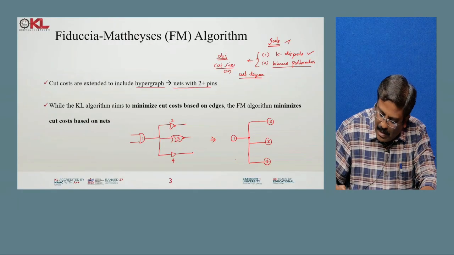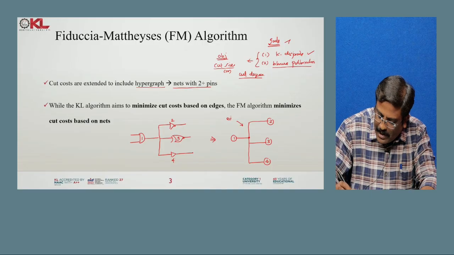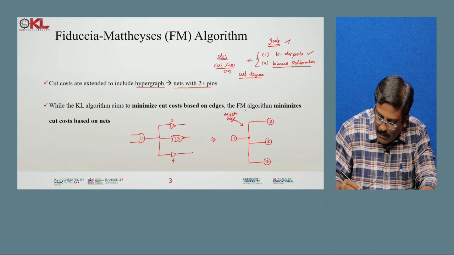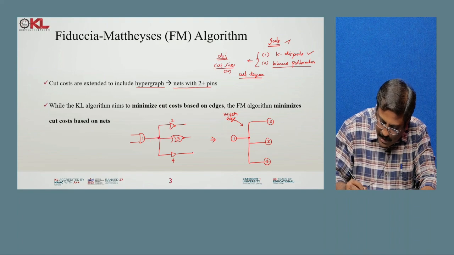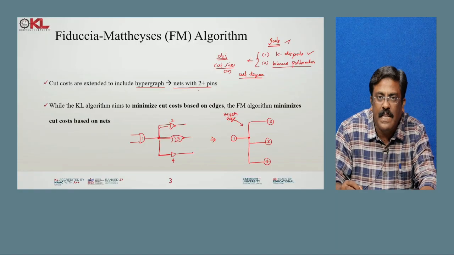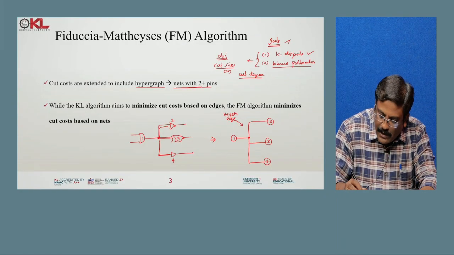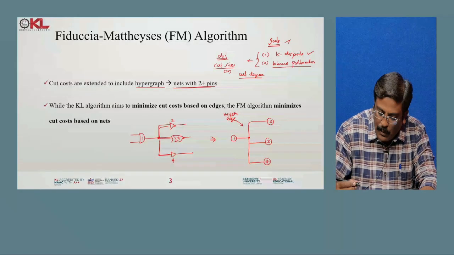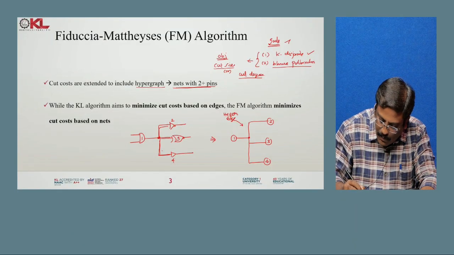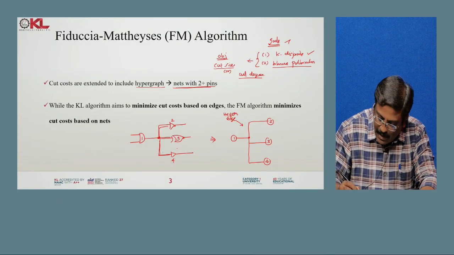Normally we call this an edge, but it is not a normal edge. It is called a hyperedge, because from one node there are 3 nets getting connected. That is what it says: any circuit having nets with 2 plus pins, more than 2 pins. So here we have 1, 2, 3 nets available.